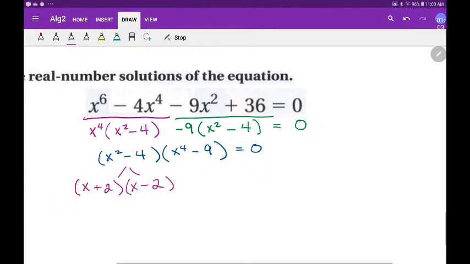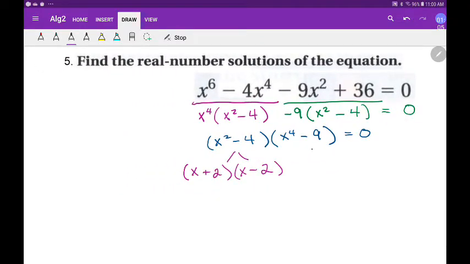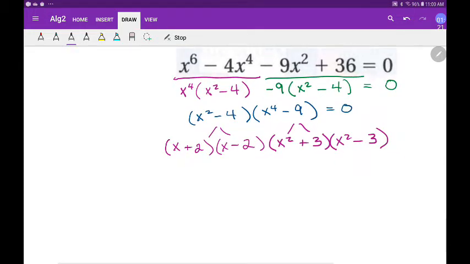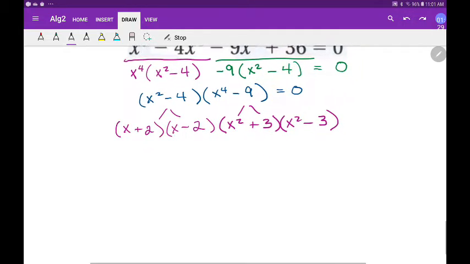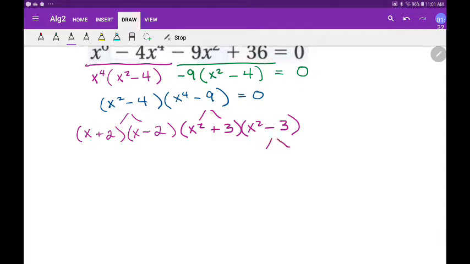And then with a little more insight, sorry for the jerk around there, I can say x squared plus 3 and x squared minus 3. And this is the difference of two squares. One of the squares is a little strange because x squared times x squared is x to the fourth, but it's still a square. And then I can also go a little bit further here. I can say x plus the square root of 3 and x minus the square root of 3.